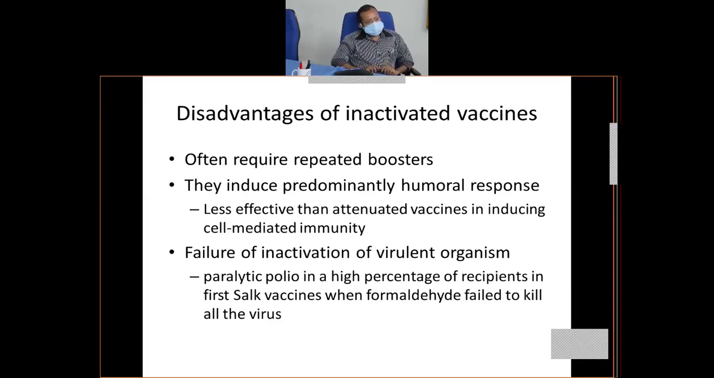And sometimes, if you are using a chemical substance and you are not able to kill or inactivate the particular virus, then the virus can cause the natural disease. Like in the book, it is written that when the Salk polio vaccine was developed, in some batches the formaldehyde failed to kill the virus, leading to the signs and symptoms of polio. So these are the advantages and disadvantages of inactivated vaccines.